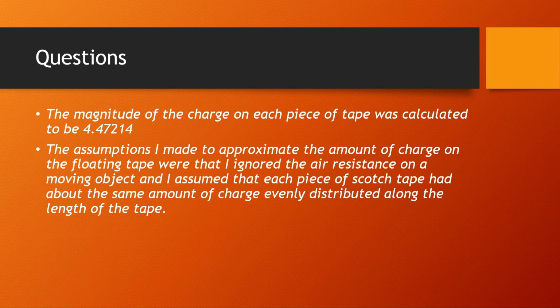Questions. The magnitude of the charge on each piece of tape was calculated to be 4.47214. The assumptions I made to approximate the amount of charge on the floating tape were that I ignored the air resistance on a moving object and assumed that each piece of Scotch tape had about the same amount of charge evenly distributed along the length of the tape.